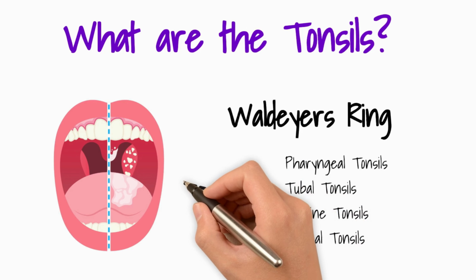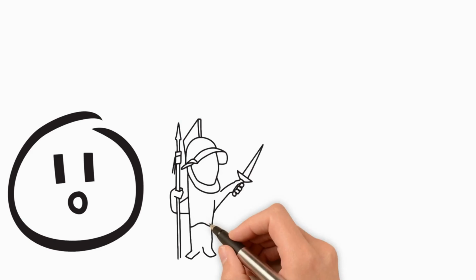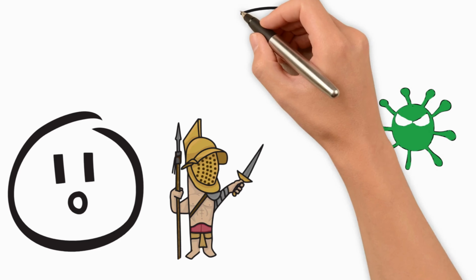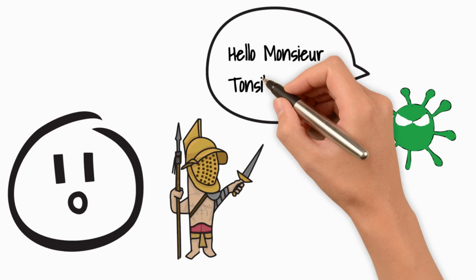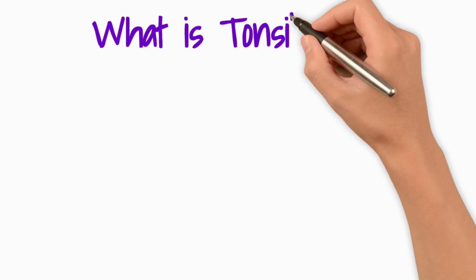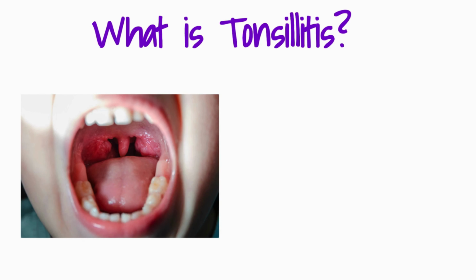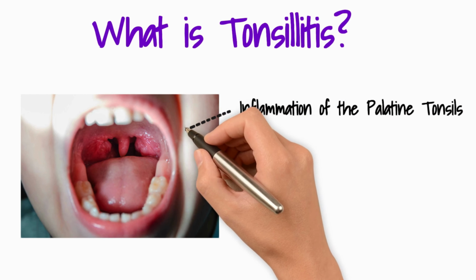The palatine and pharyngeal tonsils consist of lymphoepithelial tissue and are part of the immune system, serving as a first line of defence against ingested or inhaled pathogens. The palatine tonsils will be the focus of this video, as the inflammation of this area is what constitutes tonsillitis. So what is tonsillitis? Tonsillitis is an infection and inflammation of the palatine tonsils, either by viral or bacterial cause.